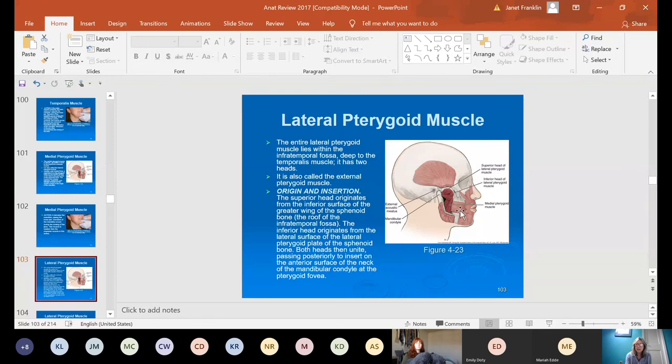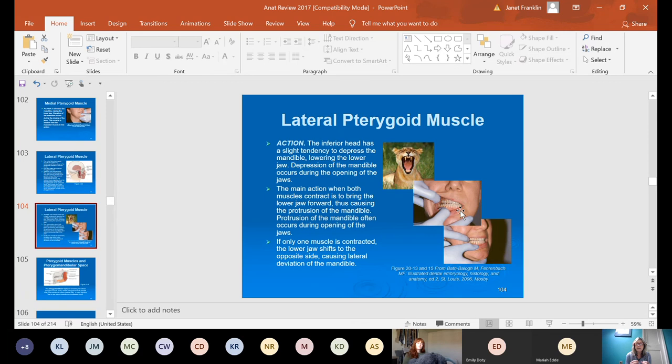The main thing to know is it lowers the jaw, depresses the mandible, so it helps to open the jaw. When they contract, they also bring the lower jaw forward. So if you want to go like that. And it also moves it from side to side, as in lateral deviation.